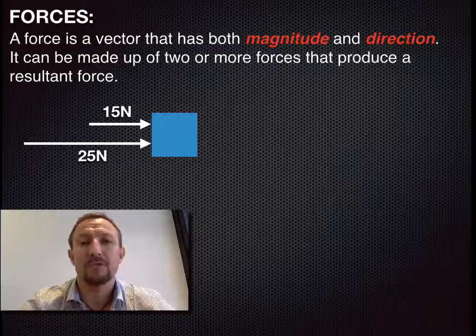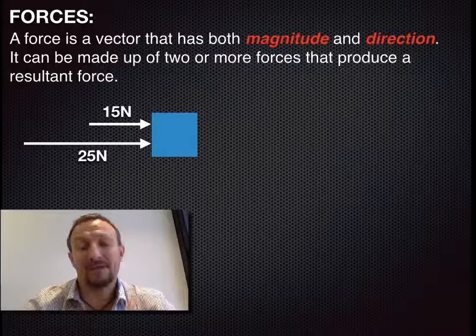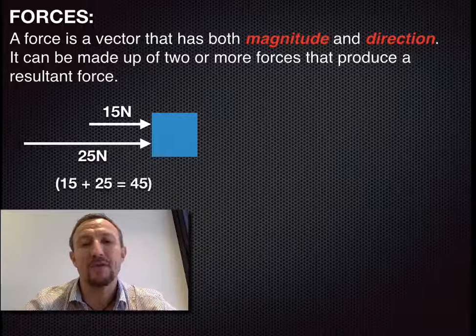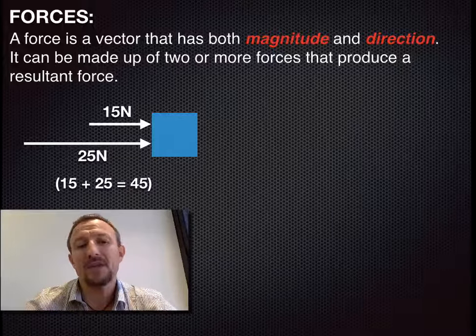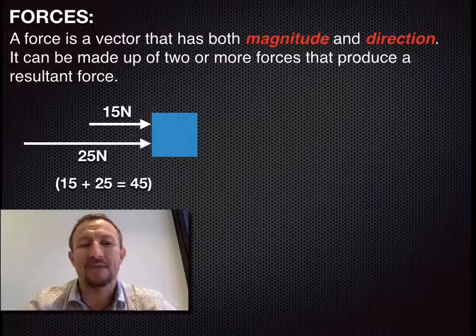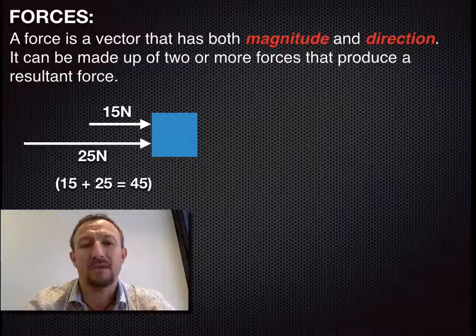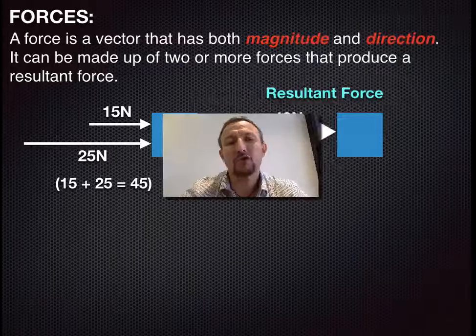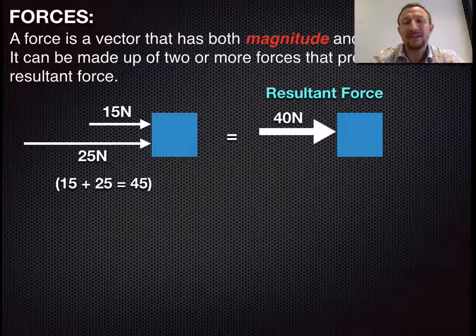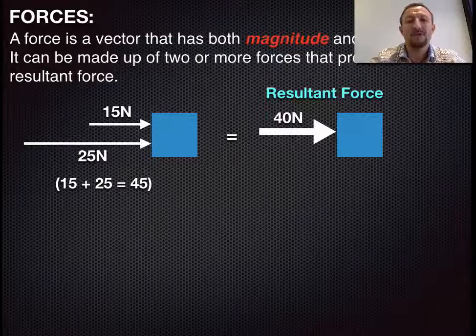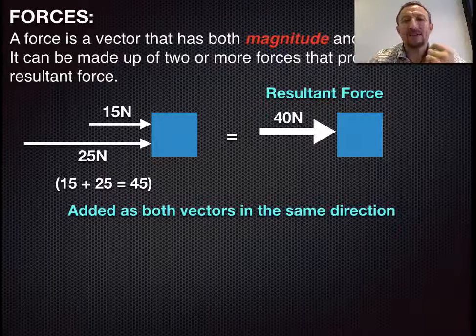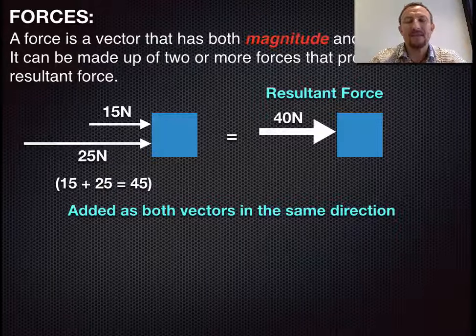Well, the resultant force is basically, very simply, the result of what the 15 Newton is doing as well as the 25 Newton is doing. Now, because they're going in the same direction, we can add them together. So it's 15 plus 25 gives me 40, so that it's as though, even though I've got two forces acting on that object, it's as though I've got a force of 40 Newtons acting upon the object. They're added because both vectors are going in the same direction.